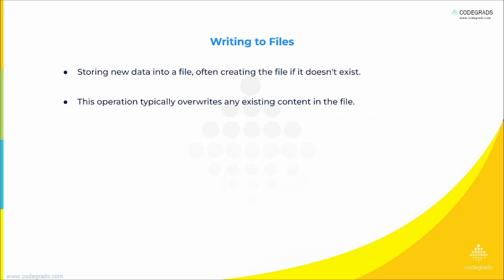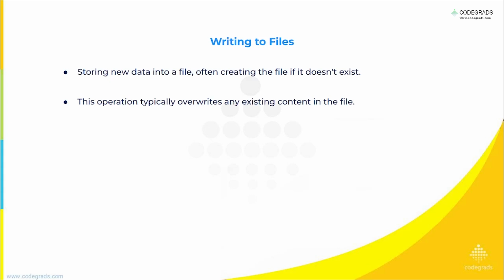Now after reading, we are moving towards writing to a file, to basically write new data to a file, or delete the old content. So it means storing new data into a file and often creating the file if it doesn't exist. And this operation typically overwrites the existing content in the file. So whenever we have to write any content in a file, we first need to open the file. So we'll mention the file name, open the file name, and comma will give the w mode, which is to write, and then we will write file.write, and we'll mention the text we have to add to that specific file, and then we'll close the file.